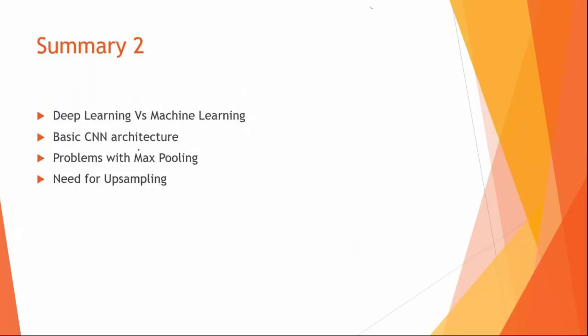Okay. Now, summary 2. We started off with one slide which explains deep learning and machine learning. It's a very simple thing. In machine learning, you require handcrafted features, and in deep learning, you don't require those features. The network itself gives you the features and trains the system for classification.